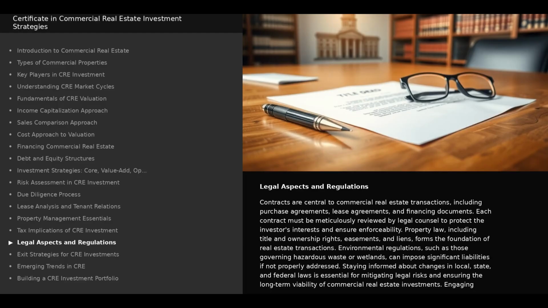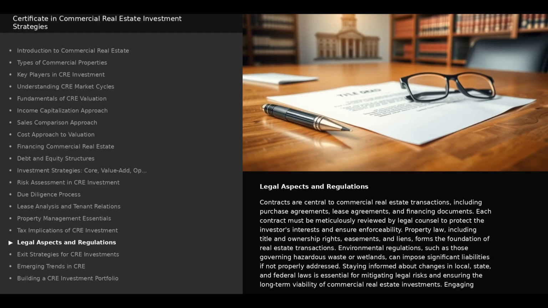Contracts are central to commercial real estate transactions, including purchase agreements, lease agreements, and financing documents. Each contract must be meticulously reviewed by legal counsel to protect the investor's interests and ensure enforceability. Property law, including title and ownership rights, easements, and liens, forms the foundation of real estate transactions.